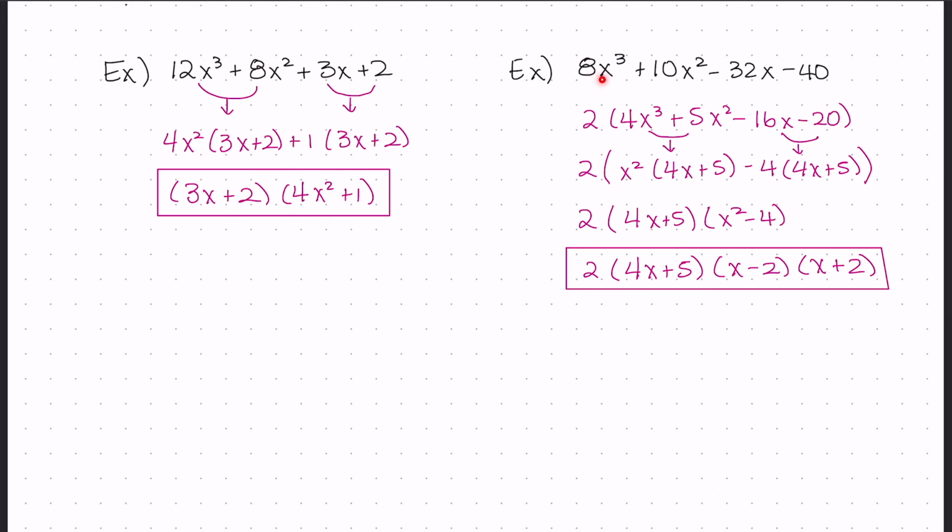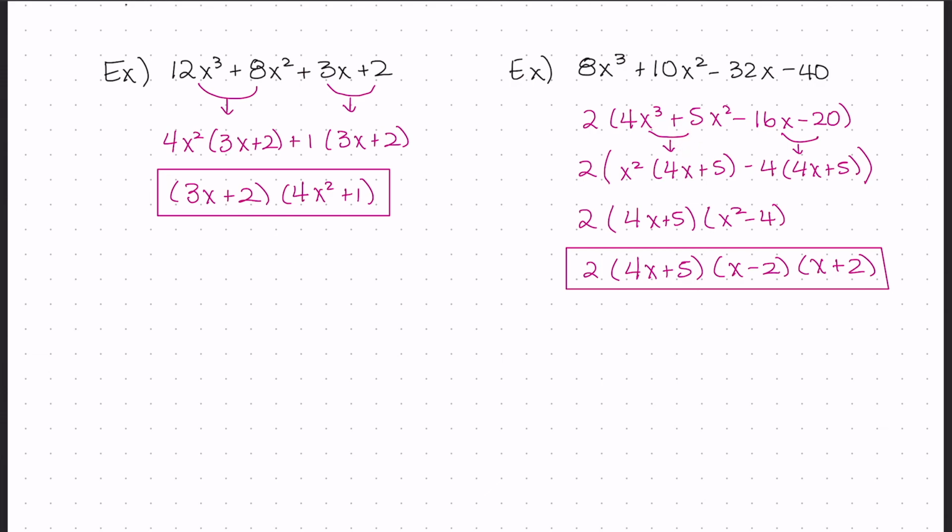Okay, let's take a look at this last one. This time there is a greatest common factor. 2 can go into everything. So if we divide everything by 2, that leaves us with 4x cubed plus 5x squared minus 16x minus 20. And I have that 2 that I factored out in front. So now I'm going to look at everything here for factoring. Again, notice I have this big set of parentheses to show that 2 is going to get multiplied by everything on the inside. So I look at two terms at a time.